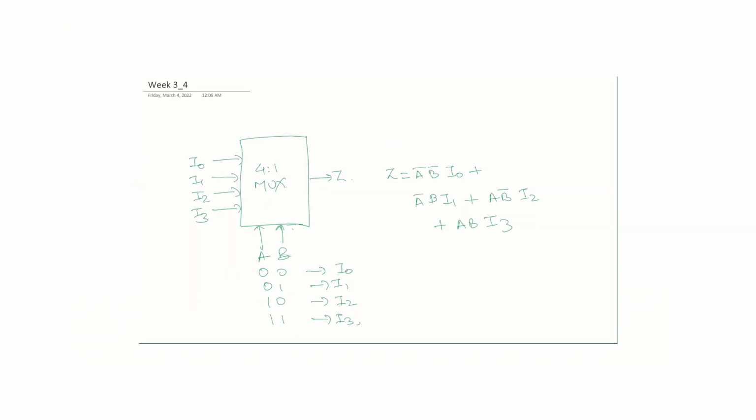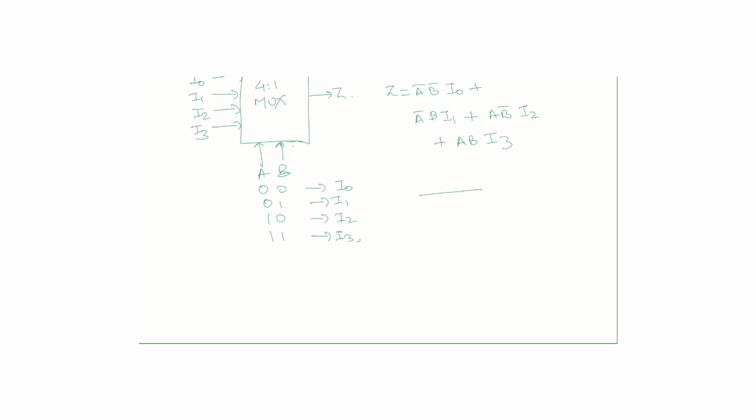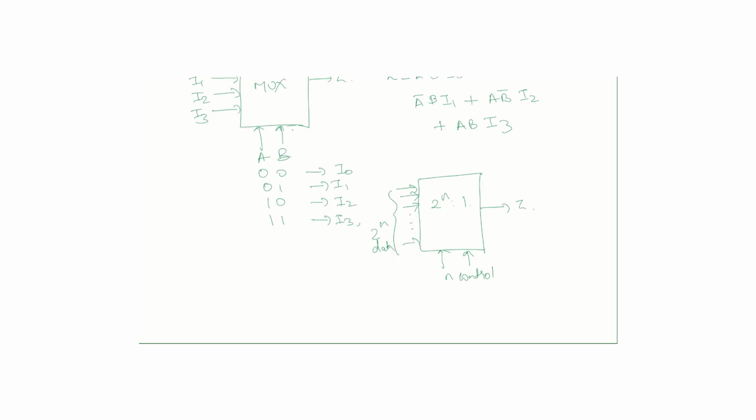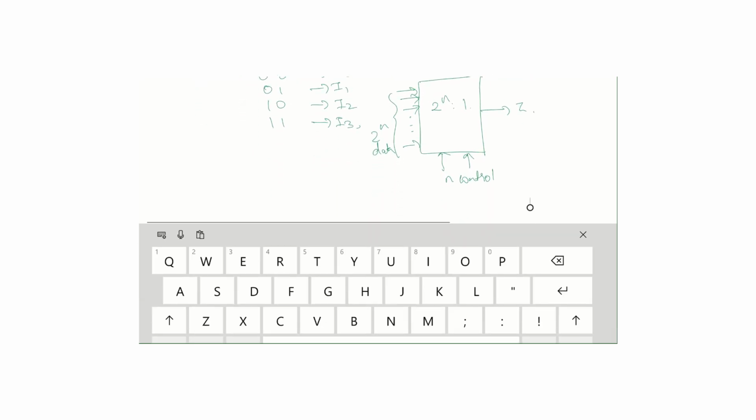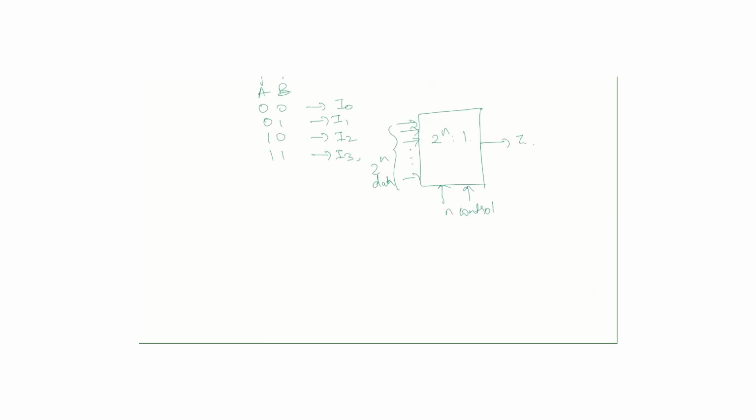So we can write this for a 2^n:1 mux. It has 2^n data inputs, n control inputs and 1 output, Z. You can write this as Z equal to sigma k equal to 0 to 2^n minus 1 of mk ik, where mk is the min term of the n control variables with ik the corresponding data input.